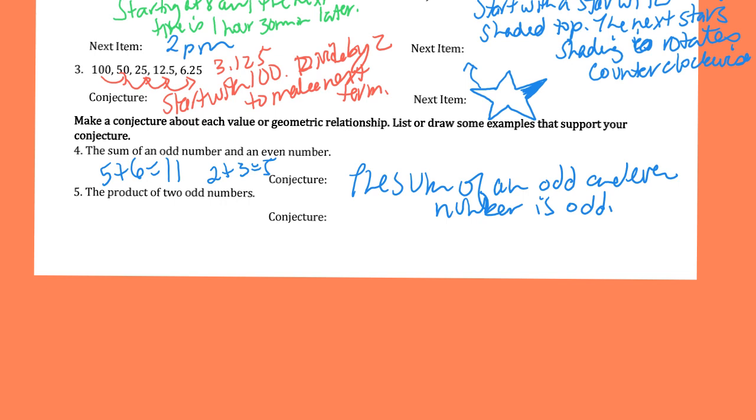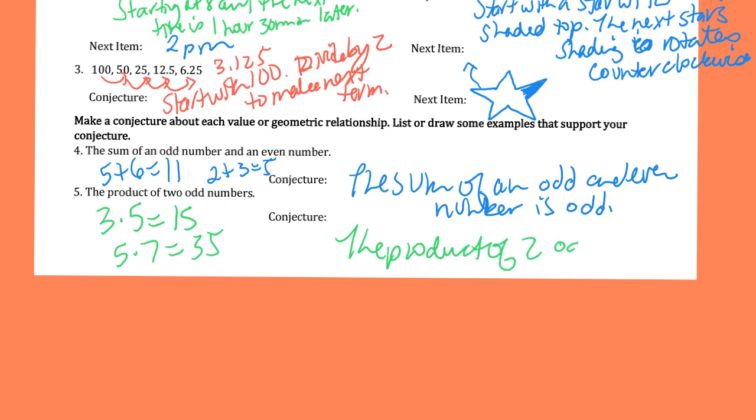So try the product of 2 odd numbers. Okay, well, let's try it. 3 times 5. Remember, product means times. All right, how about 5 times 7? That's 35. Okay, it looks like when you multiply 2 odd numbers together, you also get an odd number. So the product of 2 odd numbers is odd. Okay, and the thing is, you're trying a couple and you're not proving it, but you're just saying, hey, I've noticed that. That's my conjecture.